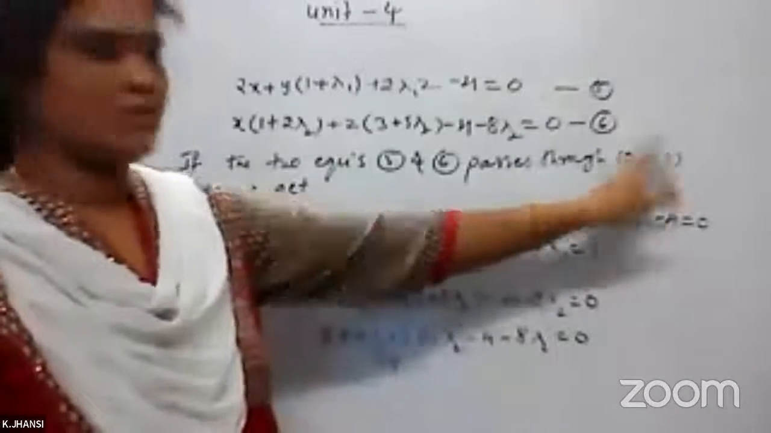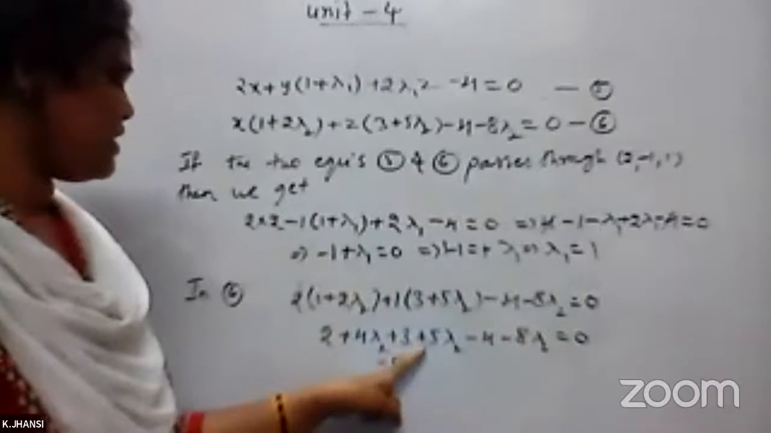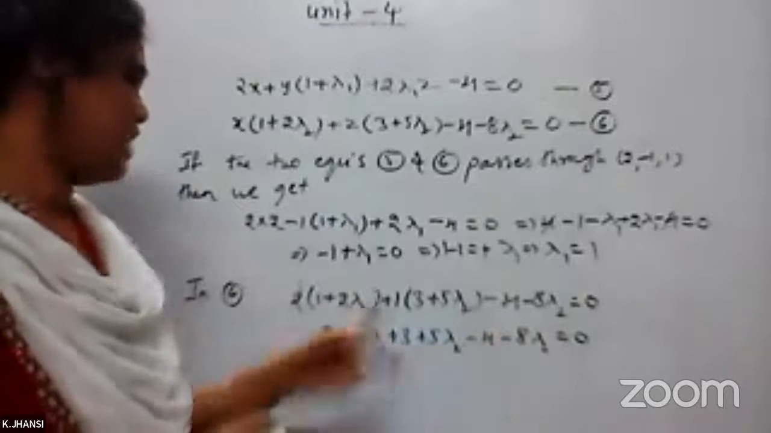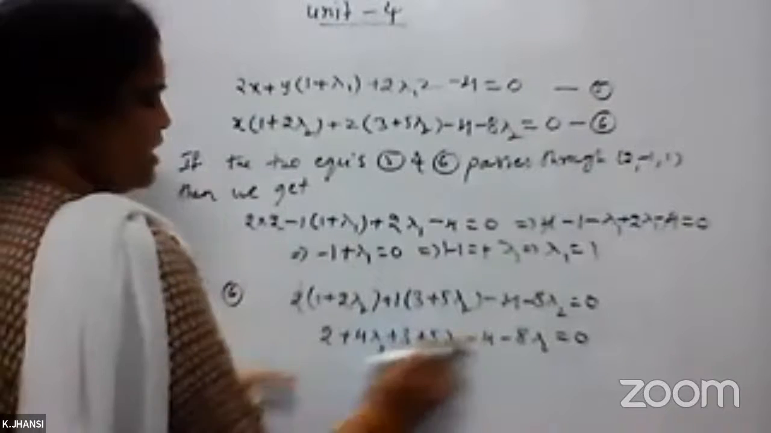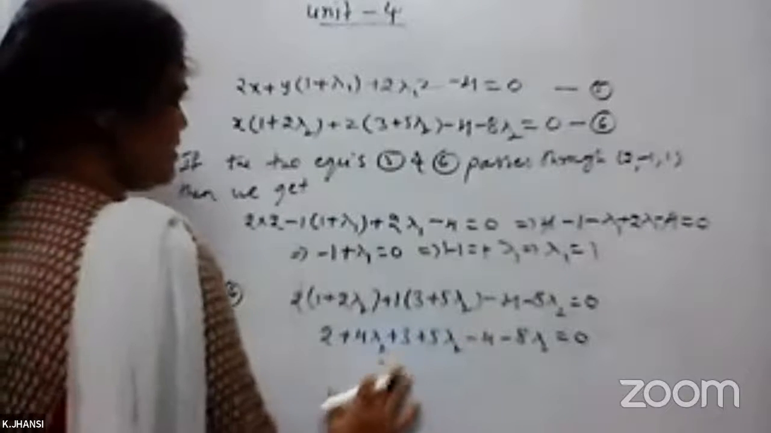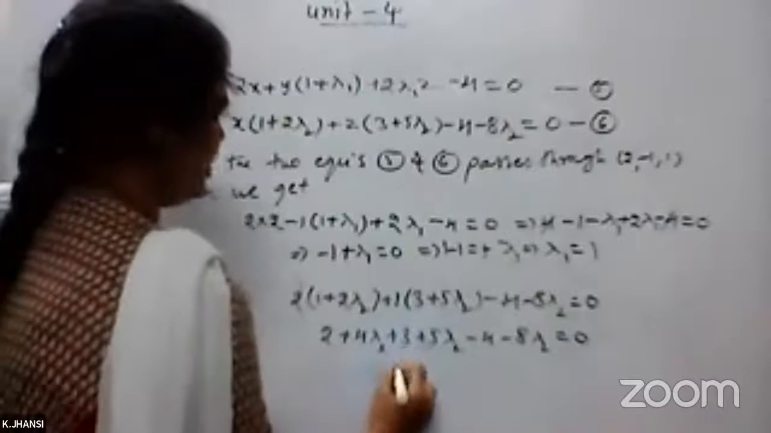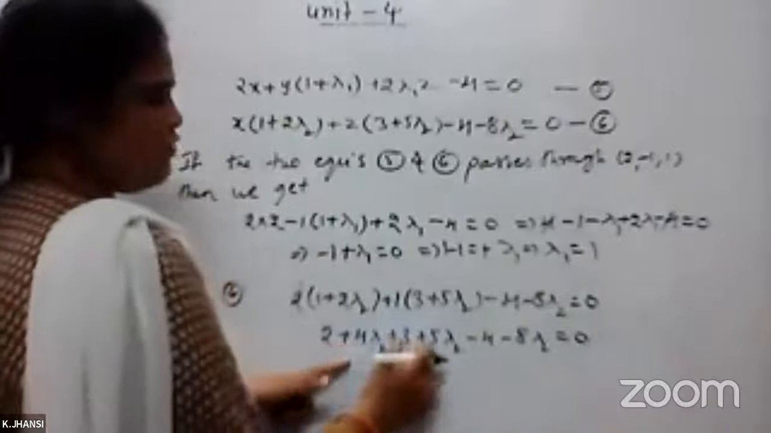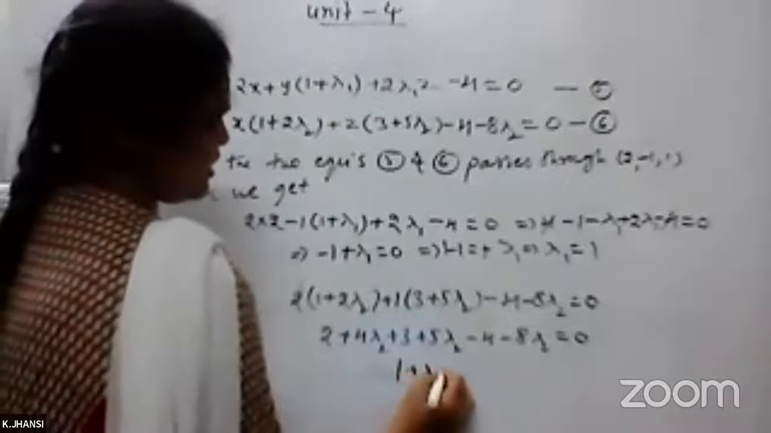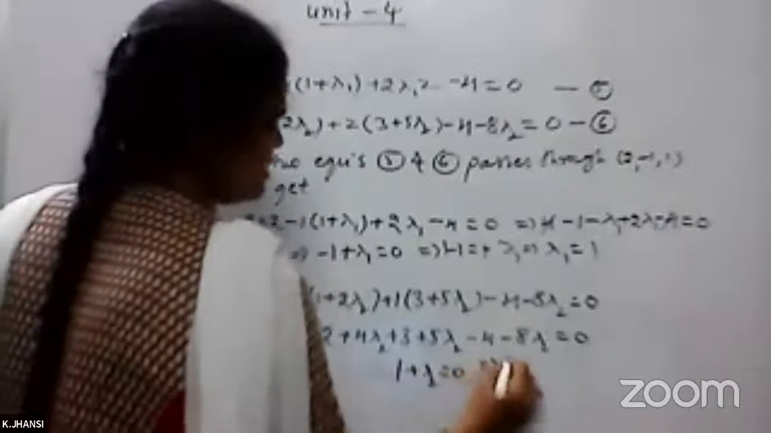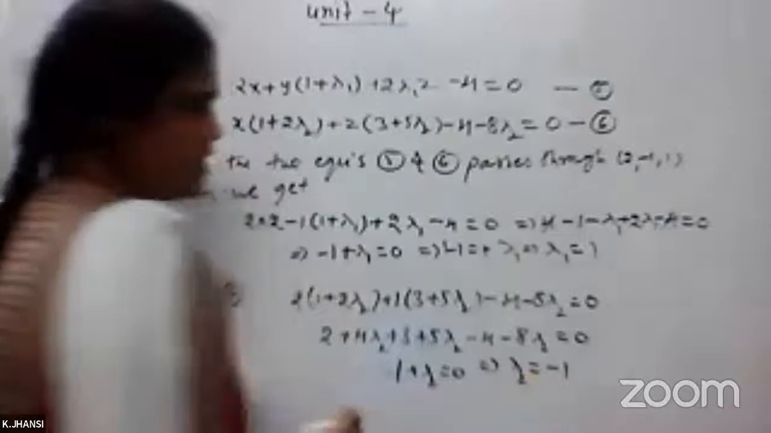The y value is minus 1. So if you multiply, plus 3 plus 5 lambda minus 4 minus 8 lambda. Now 3 plus 2 is 5, 5 minus 4 means you will get 1. And here 5 plus 4, 9, 9 minus 8 means you will get plus lambda 2 equals 0. This implies lambda 2 equals minus 1. So lambda 1 is 1 and lambda 2 is minus 1.